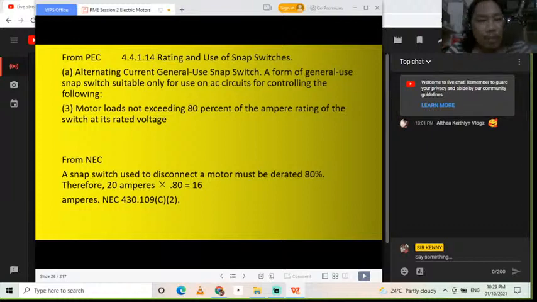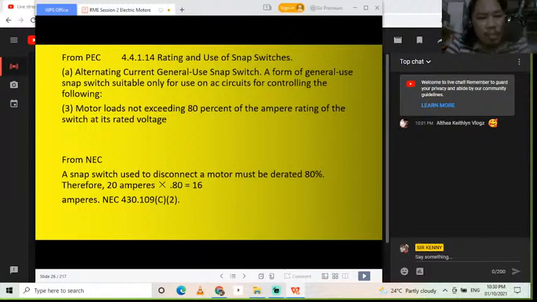So A, a form of general use snap switch suitable only for use on AC circuits for controlling the following. So A, tapos number 3 na agad. So meron pa yung number 1 saka number 2. So ang nilagay ko na lang po ay number 3 kasi nandun po yung sagot. Motor loads not exceeding 80% of the ampere rating of the switch at its rated voltage. So yun po yun.